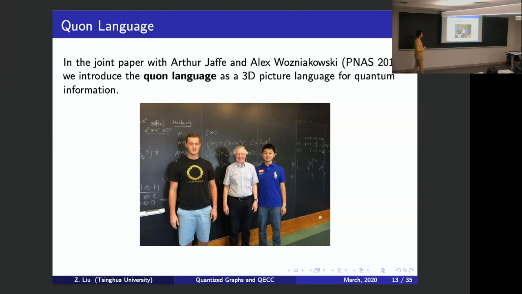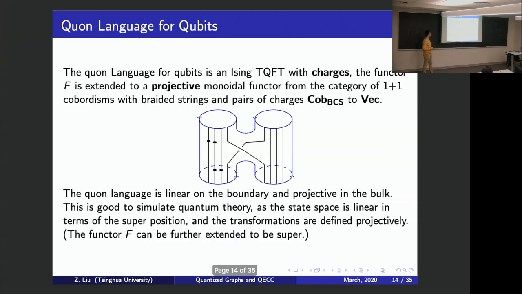And we gave such kind of language called Qon language in joint work with Arthur Jaffe and Alex Wozniakowski. And we introduced this language at Harvard in 2016 and published in 2017. And it's a 3D picture language. And in particular, this is designed for quantum information. It works very well to capture the concepts in quantum information.